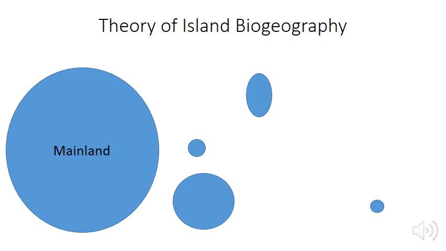As patch sizes get smaller, they hold fewer species, they hold those species in lower numbers, and so the chances of extinction increase. And that chance of extinction is increased more and more with isolation of that patch. So the small island in the lower right corner of this slide is going to have very few species and a very high chance of extinction of those species.